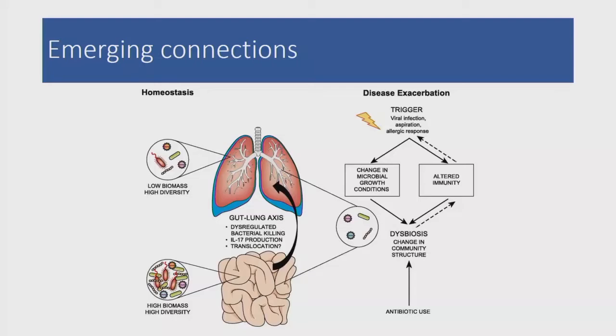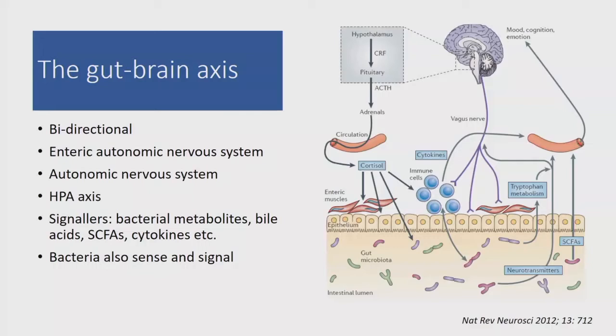What's perhaps even more exciting, and particularly interesting in veterinary medicine, is the gut-brain axis, which is considered to be a bi-directional axis between the enteric nervous system, the autonomic nervous system, and the hypothalamic-pituitary-adrenal axis. This is a communication between the gut microbiome, bile acids, short-chain fatty acids, and cytokines, and it's mediated by mood, cognition, emotion, and stress, all via the hypothalamic-pituitary-adrenal axis. It will influence gut motility and gut permeability.